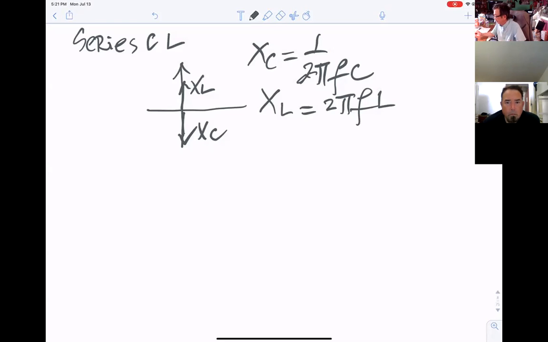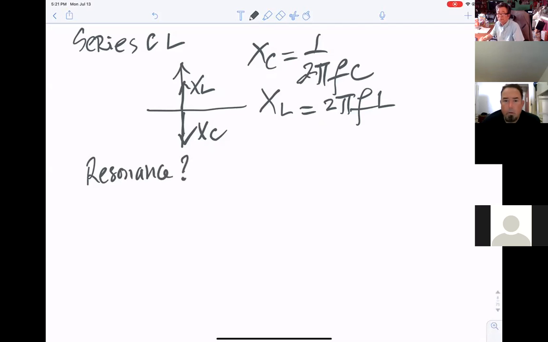So my question is, what is the resonance? When XL is equal to XC. Exactly. That means at that frequency, we get XC and XL equal, so they cancel out. That's why we call it the resonant frequency.